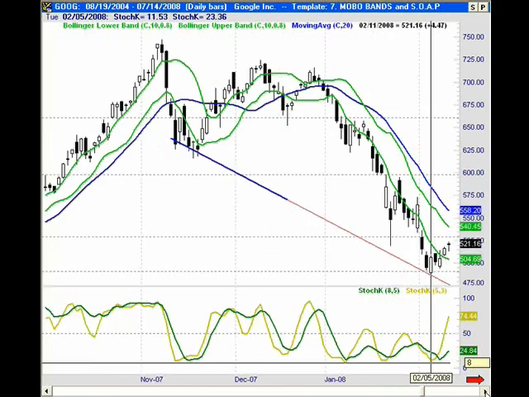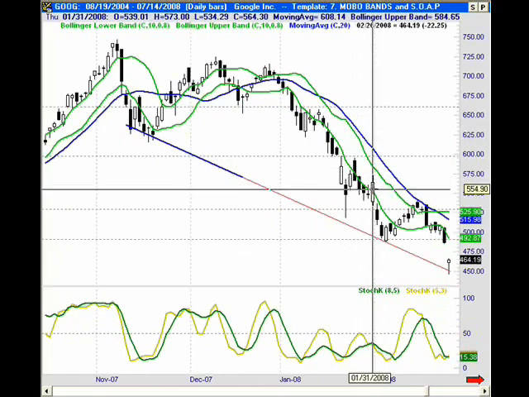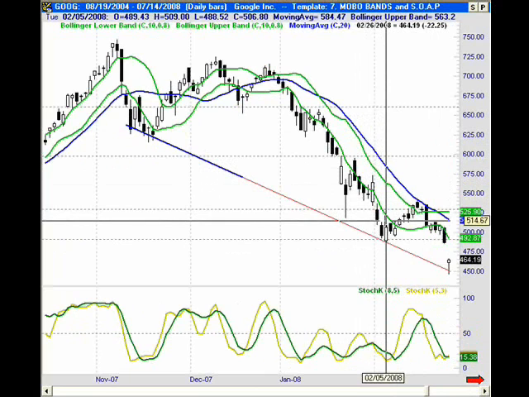So our three settings that I like to use: standard deviation of 2, a 1.5 for a fast setting, and then a momentum band setting of 0.8.